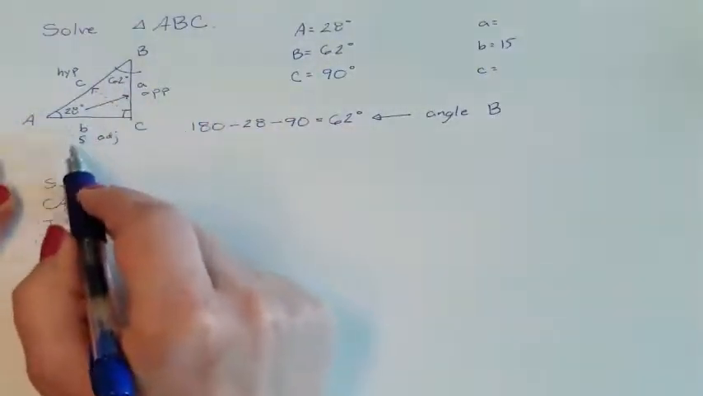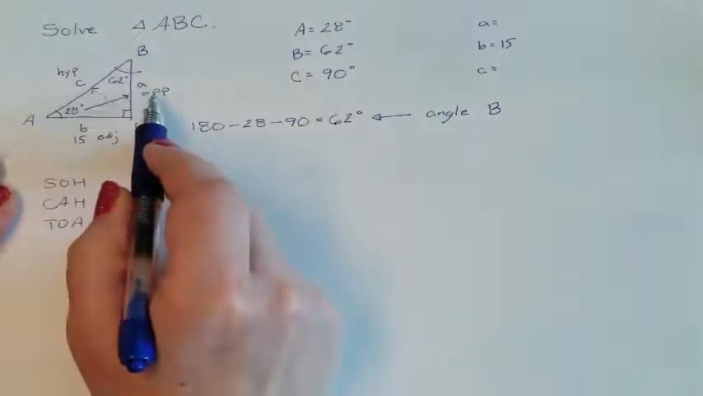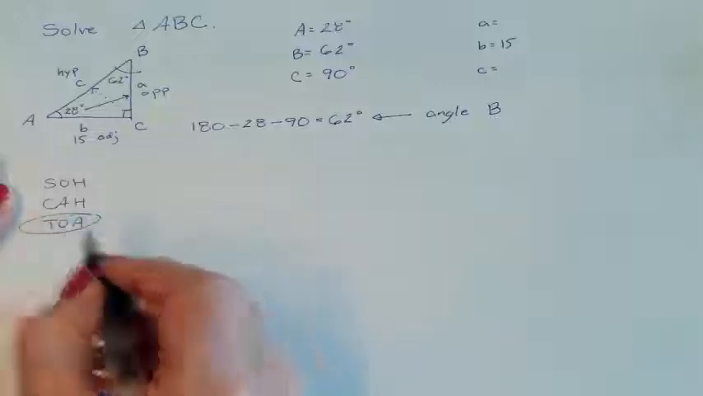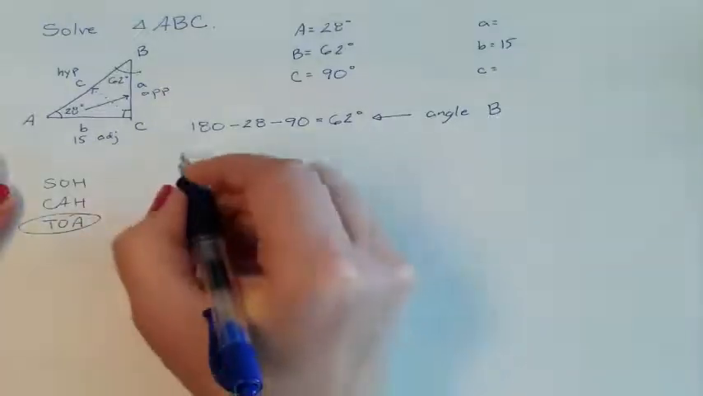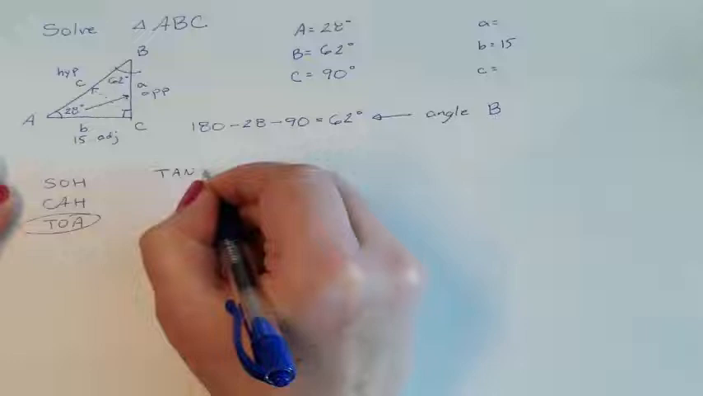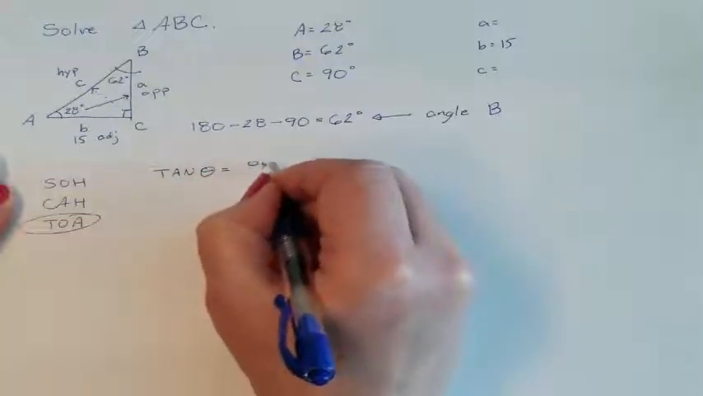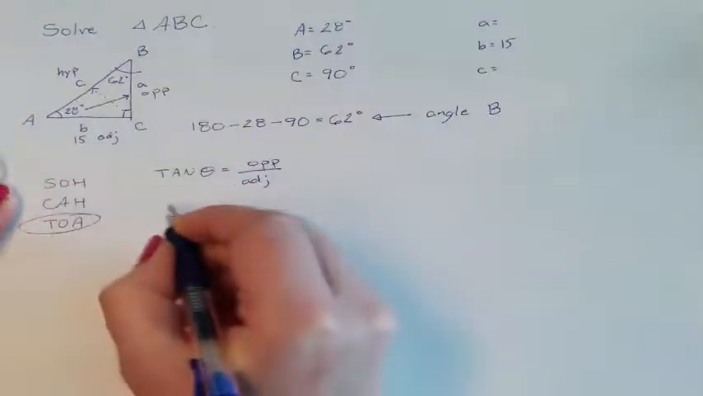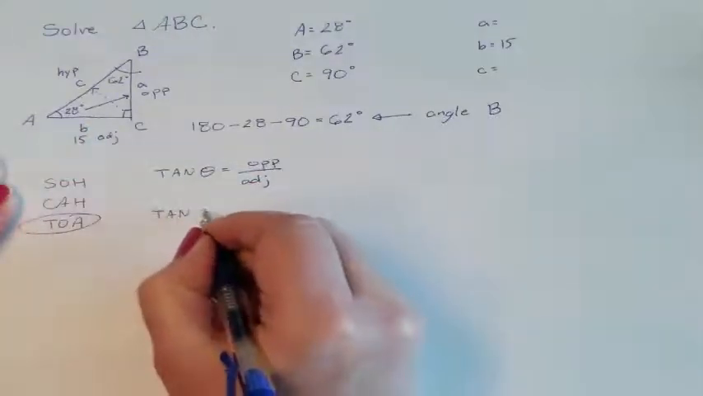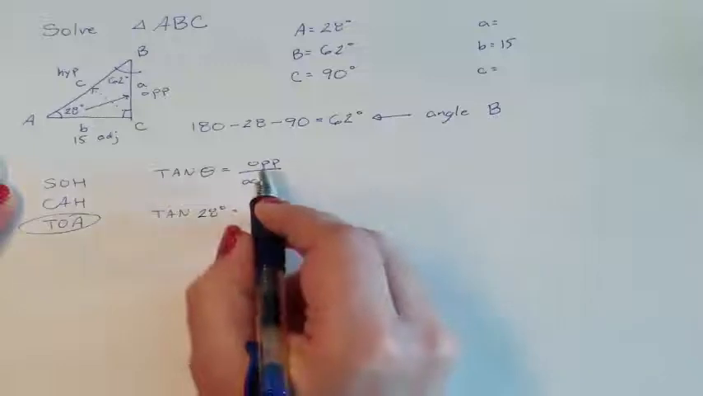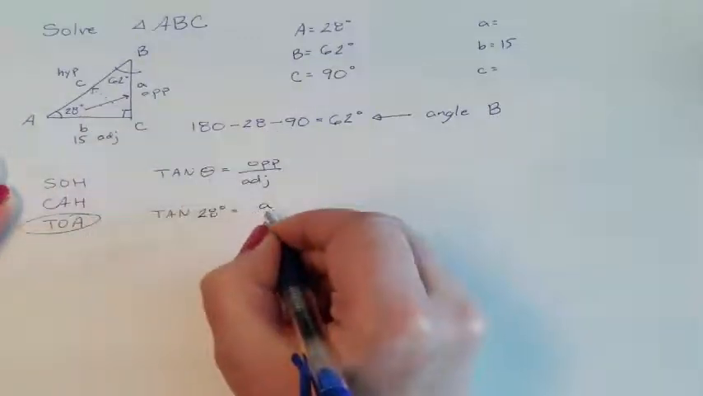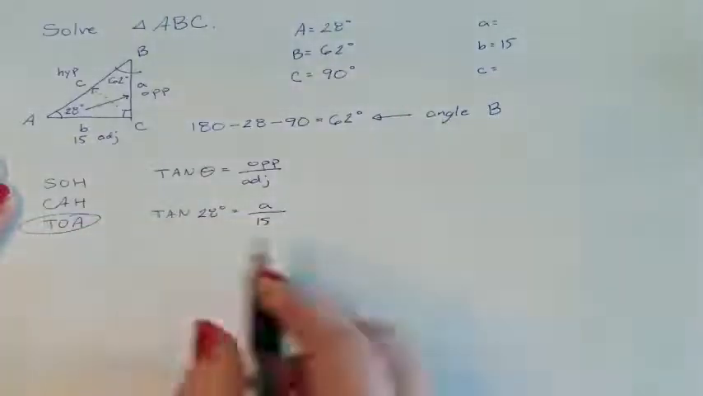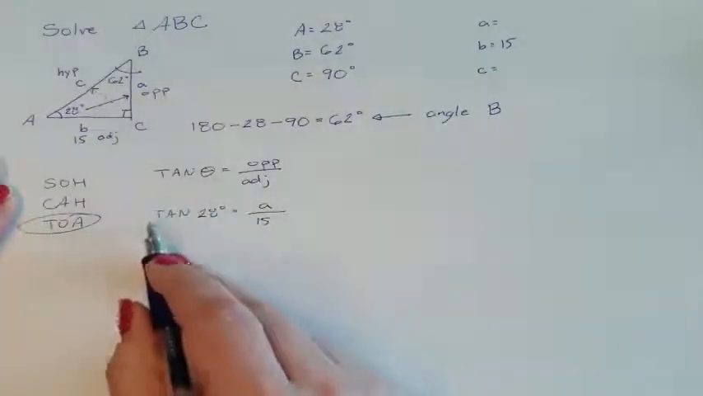So I have my adjacent. I need my opposite. Opposite and adjacent is tangent, so we're going to go ahead and use tangent first. Tangent of an angle is supposed to be my opposite all over my adjacent. I'm using angle 28. So tangent of 28 degrees is my opposite, which I don't know, it's A, over my adjacent, which was B of 15. Leave tangent 28 degrees currently as it is.